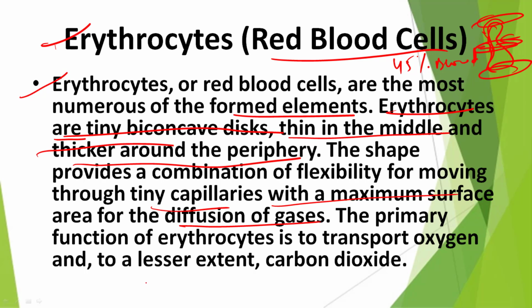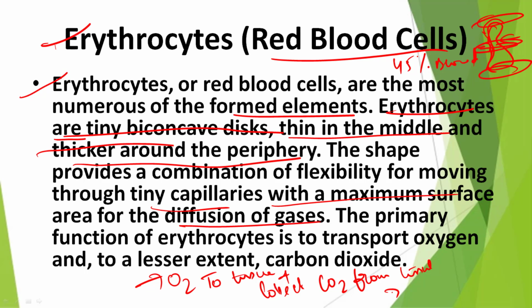So what are the main functions of RBC? They carry oxygen to tissues and collect carbon dioxide from tissue and transport it to the lungs for expiration. The primary function of erythrocytes is transport of oxygen and, to a lesser extent, carbon dioxide.